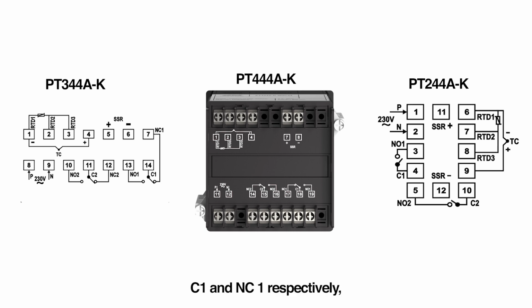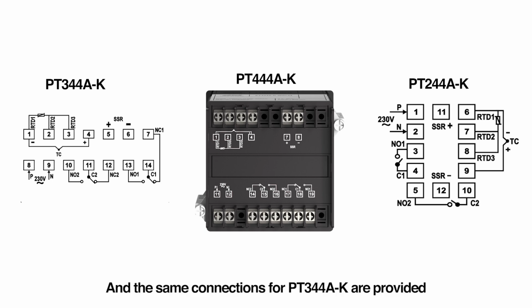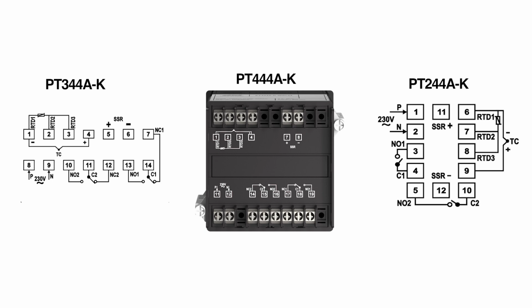Moving forward, you can see here that for PT244A-K, 5th and 10th terminals are assigned for the connection of Relay 2 of NO2 and C2 respectively. And the same connections for PT344A-K are provided at terminals 10th and 11th with an added NC2 connection at the 12th terminal. Similarly, for PT444A-K, the connections are allotted at terminal 16th and 15th and 14th of NO2, C2 and NC2 respectively.